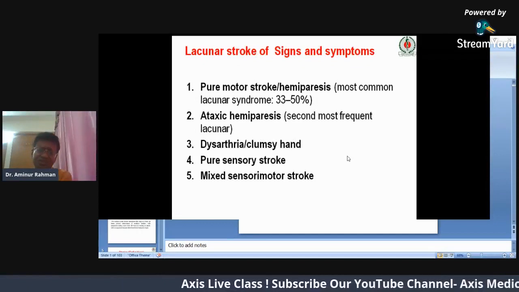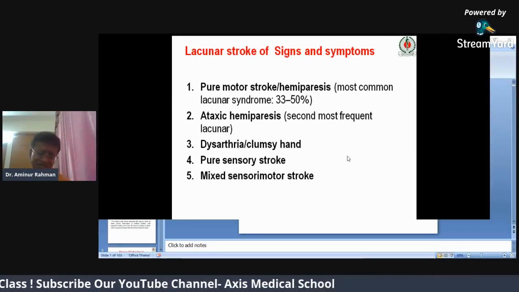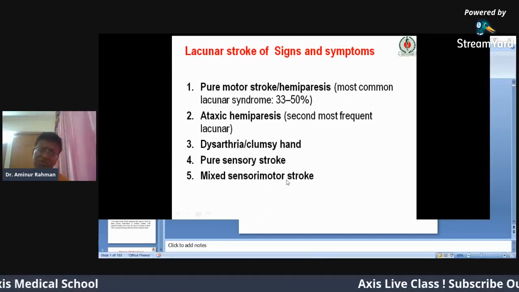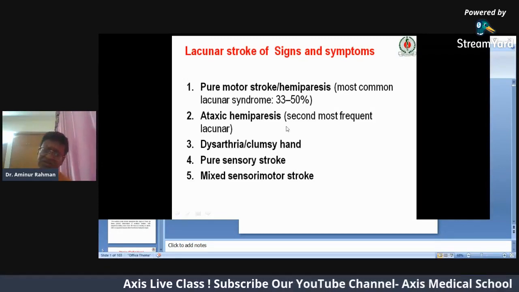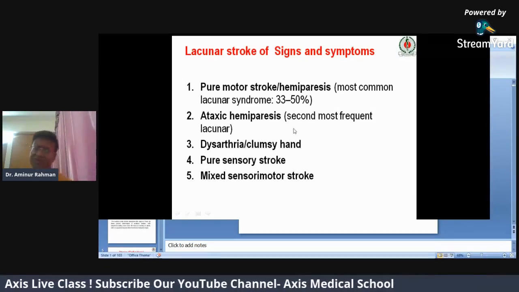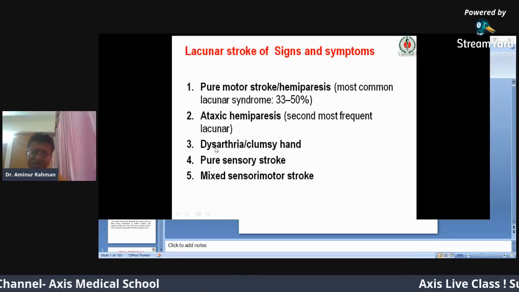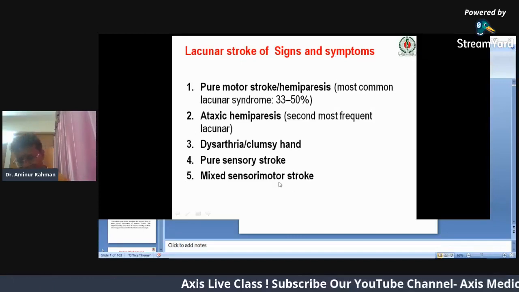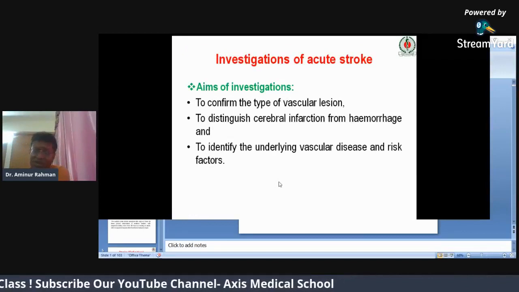There is some presentation: pure motor or hemiparesis, ataxic hemiparesis, dysarthric or clumsy hand, pure sensory stroke, mixed sensory motor stroke. So some presentation is like that: pure motor, hemiparesis, some ataxic. Sometimes the patient may have difficulty walking, and dysarthric or clumsy hand, pure sensory stroke, and mixed sensory motor stroke. And how can you diagnose a stroke?